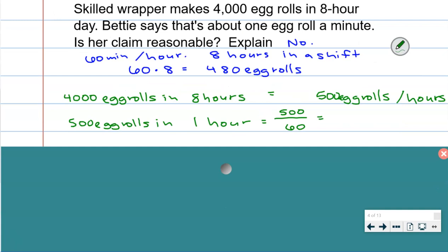Okay, and 500 divided by 60 is equal to 8 1/3. If you type it into your calculator, you're probably getting 8 and 3 repeating, which we can put as 8 and 3 with an over bar. Or I'm hoping that you know that this 3 repeating is the same as 1/3. So 8 and 1/3 egg rolls per minute.